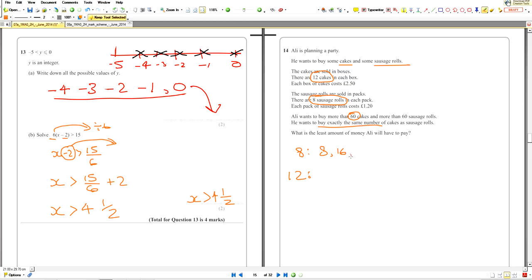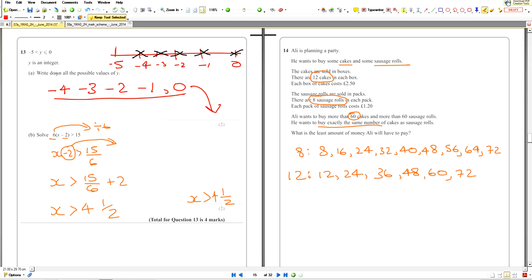8, 16, yeah, keep on going. 24, 32, 40, 48, 56, 64, 72. Let's stop there for the moment. Now let's do for 12. So the multiples of 12 are 12, 24, 36, 48, 60, 72. Okay, let's stop there for the moment.